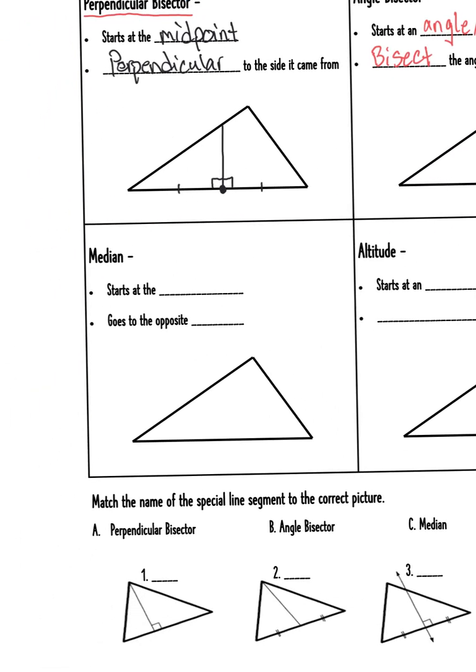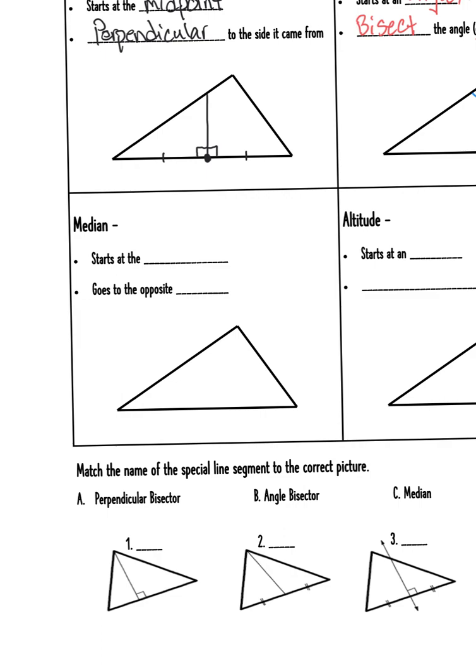Let's look at median. When you see this word, you should be thinking middle, midpoint, all kinds of things. It starts at the midpoint, and it goes to the opposite angle or vertex. Opposite angle or vertex.